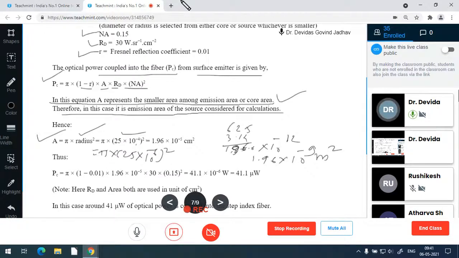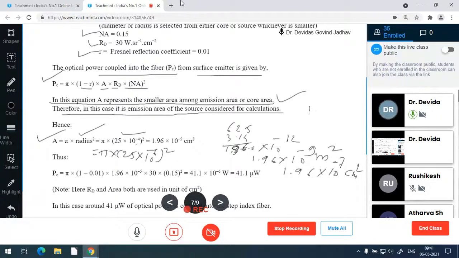If you want to calculate in centimeter square, meter is converted into centimeter by multiplying by 100, and meter square by 10 raised to 4. So 1.96 into 10 raised to minus 7 is the answer in centimeter square. Is it correct? Sorry. 100 centimeter is a meter, no? So meter is converted into centimeter by dividing by 100.